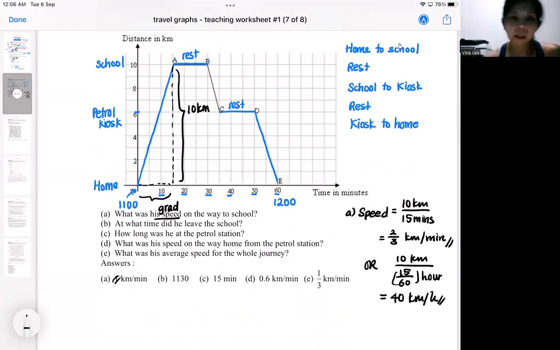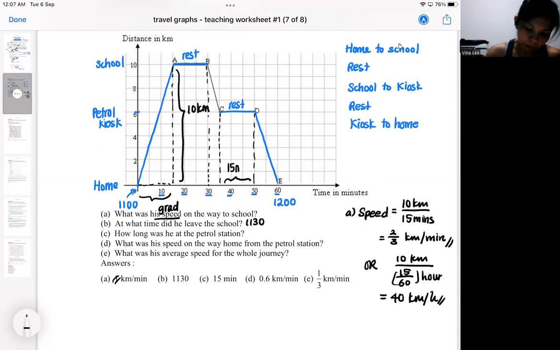So at what time did he leave the school? You can read off from here. He left the school at 30 minutes after 11 o'clock. So how long was he at the petrol kiosk? That means how long did he stay at the petrol kiosk? If you look, he stayed about 15 minutes at the petrol kiosk.